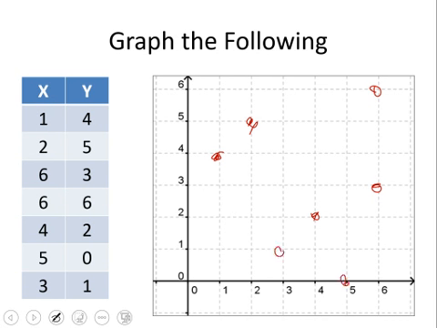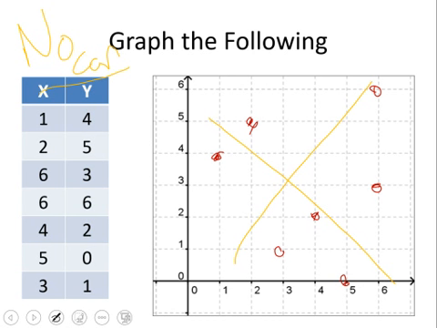Looking at this, would you say it's a positive, negative, or no correlation? I would probably say it's no correlation. There's not really any line that you could use that would make sense. It's not that as one is increasing, the other is decreasing, nor are they both increasing. So I would say this is no correlation.